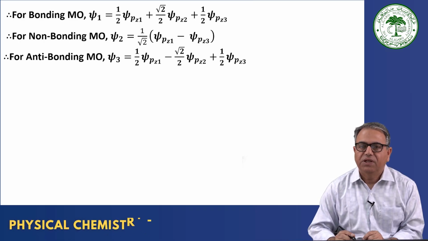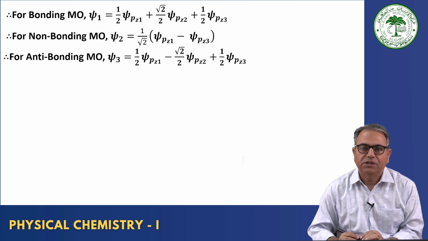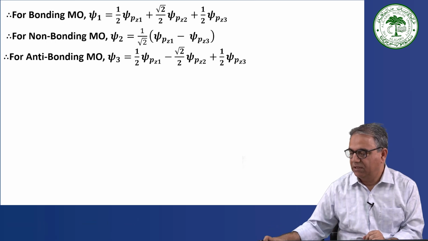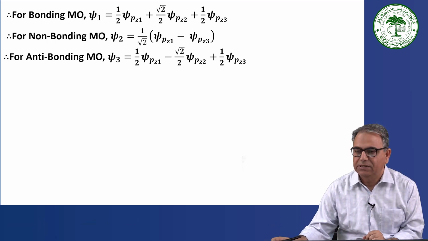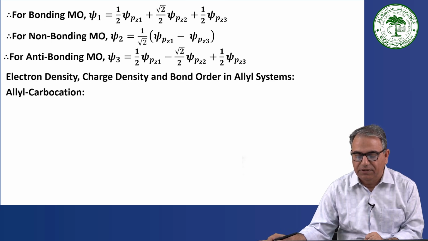So in the previous module, I was talking about applying the HMO approximation to a 3-electron system, that's the allyl system, and we obtained the bonding molecular orbital, anti-bonding molecular orbital and non-bonding molecular orbital wave functions. We also obtained the energy values of these molecular orbitals, and I said that allyl could be allyl cation, allyl free radical, and allyl anion, depending upon the number of electrons present in the system. So a quick recap of what we did.